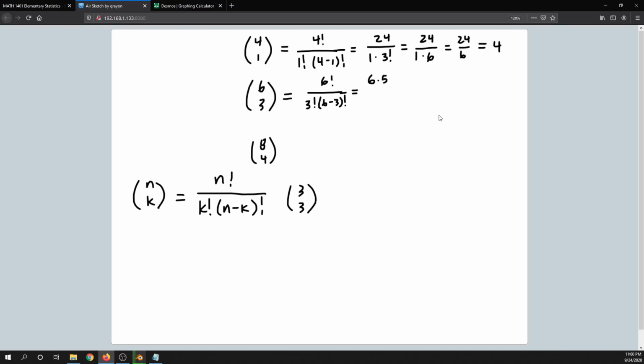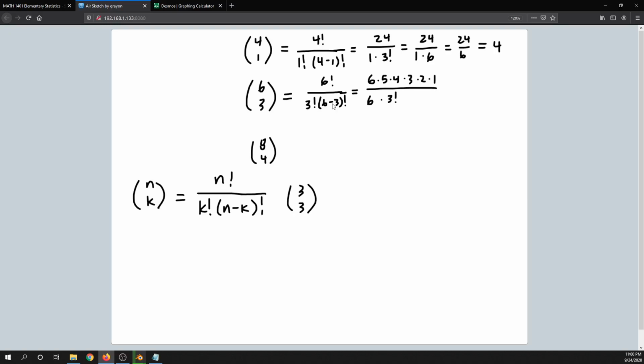So when you do this by hand, one of the things that you could do is, instead of multiplying all this out, just write it out, right? 6 factorial is 6 times 5 times 4 times 3 times 2 times 1. That's the definition of 6 factorial. And then 3 factorial is 6, we know that. And then 6 minus 3 would be 3 factorial.